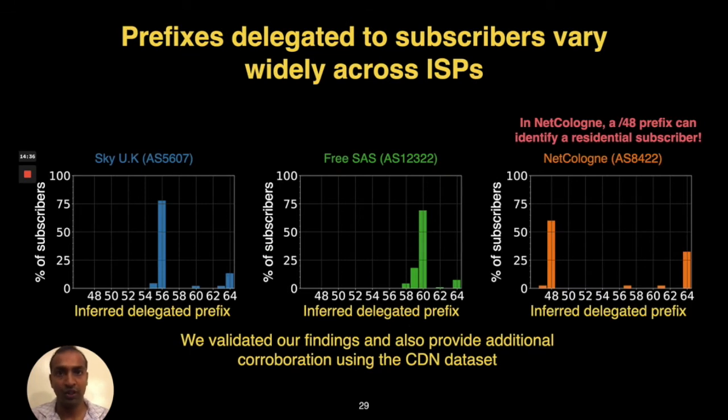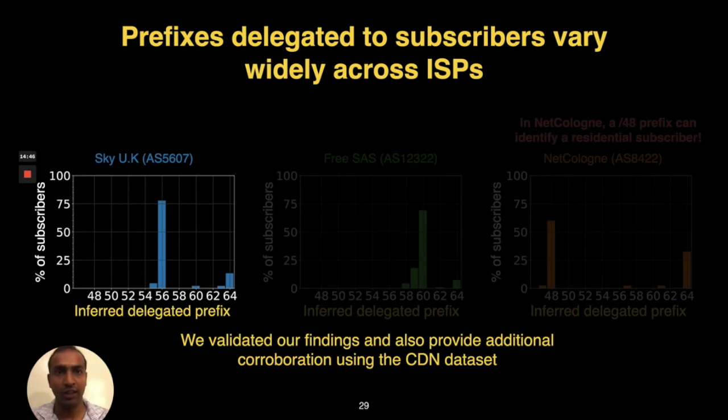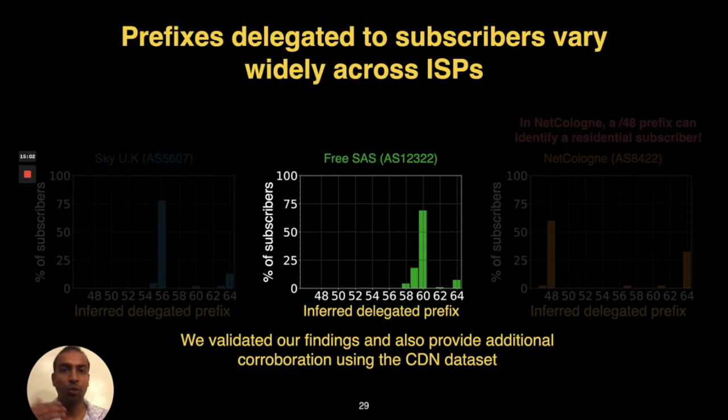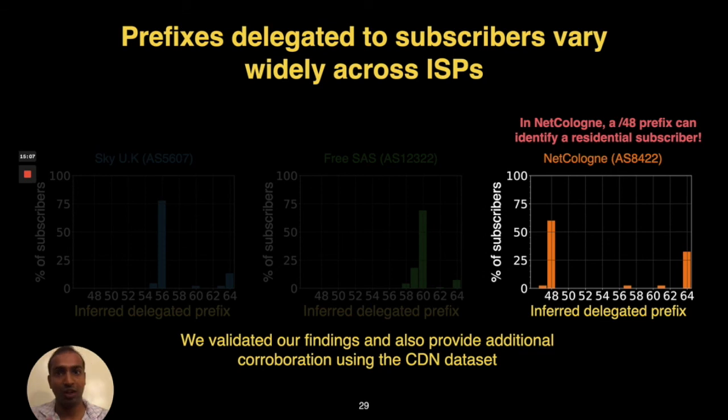We use this heuristic to investigate the percentage of subscribers with various lengths of inferred delegated prefixes across different ASs. The graph on the left shows the percentage of Atlas probes with various lengths of delegated prefixes in Sky UK. We see that more than 75% of subscribers appear to have been delegated /56s. However, this behavior varies across ISPs. In Free, most subscribers appear to be delegated /60s, and in NetCologne, many subscribers appear to be delegated /48 prefixes.